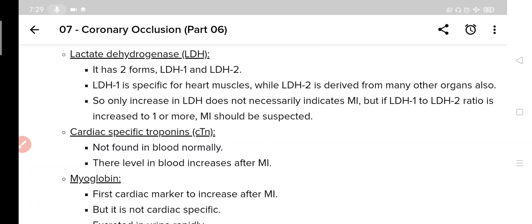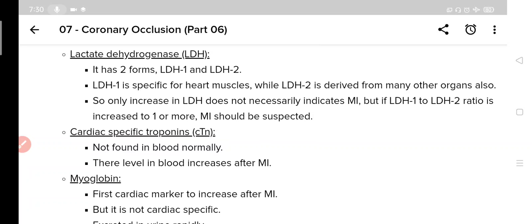This means that LDH1 is derived only from heart muscles and LDH2 is derived from other organs also. So if you measure only the amount of LDH in blood, you will not be sure whether it is LDH1 or LDH2, so whether it is released from heart muscles or any other organ. So it will not be helpful in diagnosis of myocardial infarction. So what you do is you take the ratio of LDH1 to LDH2.